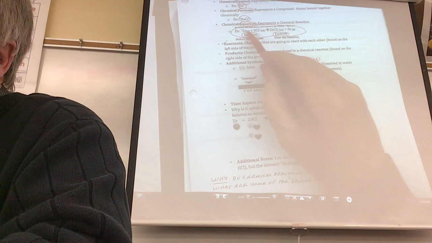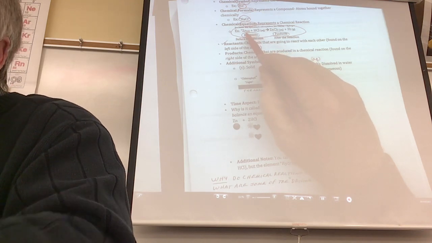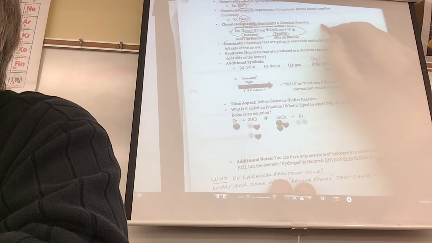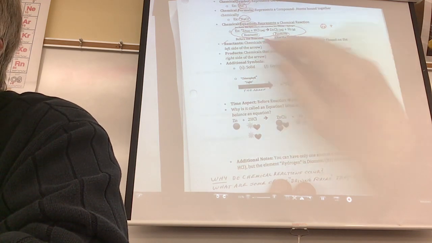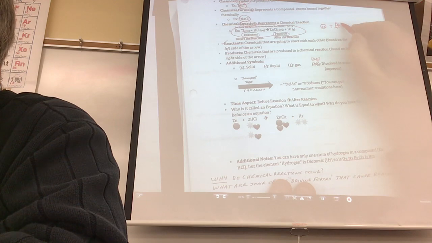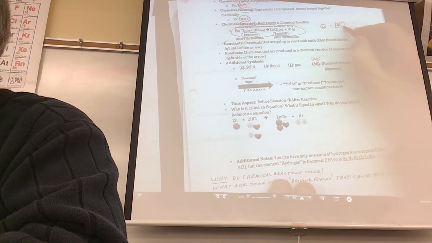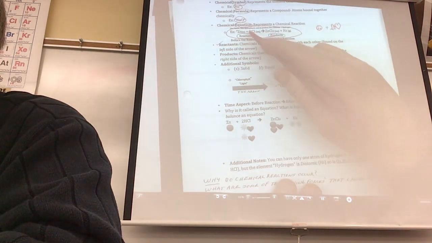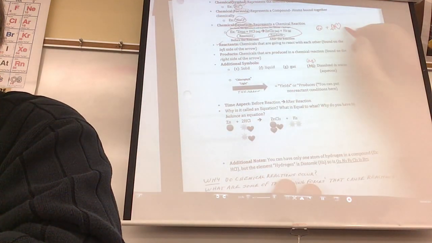I want you to take a look at this and tell me if it makes sense to you, okay? I'm going to try to draw this in a cartoon fashion. This says zinc, so I'm just going to draw a little circle that means zinc. It reacts with hydrochloric acid. I'll make the H part of hydrochloric acid look like that, and the Cl part look like that. Everybody see that? And it says Zn plus HCl yields ZnCl2.